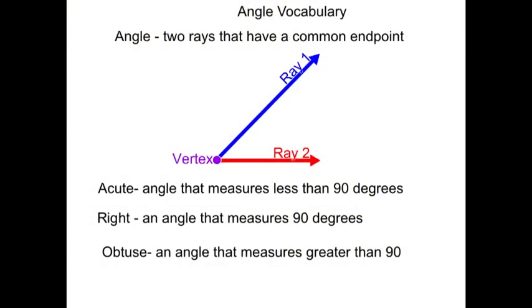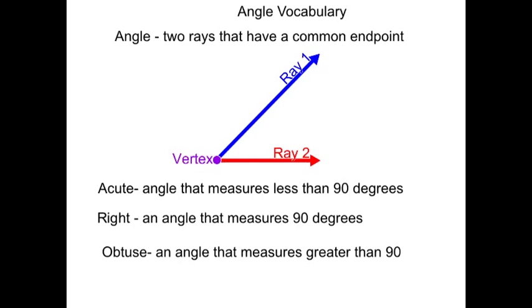So after watching this video, you should be able to classify angles as obtuse, acute, or right. You should be able to name angle relationships: adjacent, vertical, supplementary, and complementary. And you should be able to name angles, like angle ABC, angle 2.